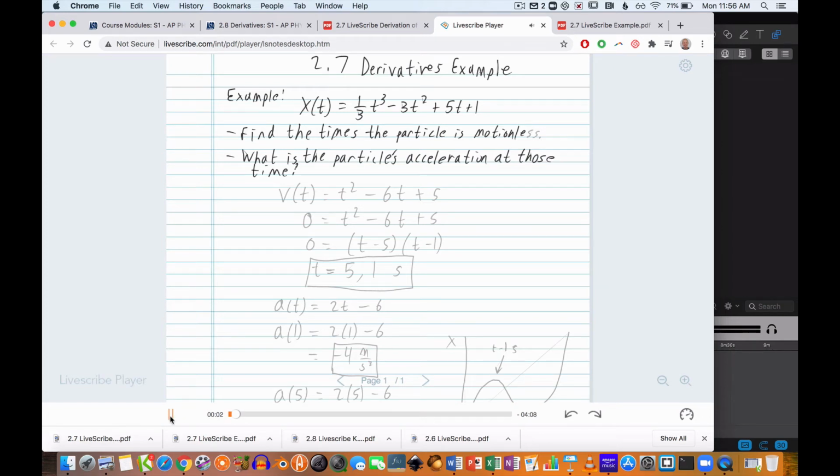Hey guys, this is Mr. Hart here, and in this Livescribe I want to just go through one of the example problems for derivatives. This is one of the first examples in the 2.7 slides.